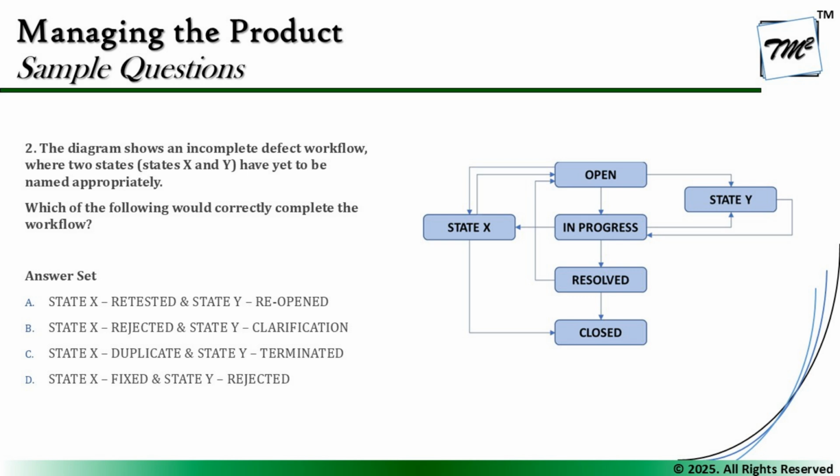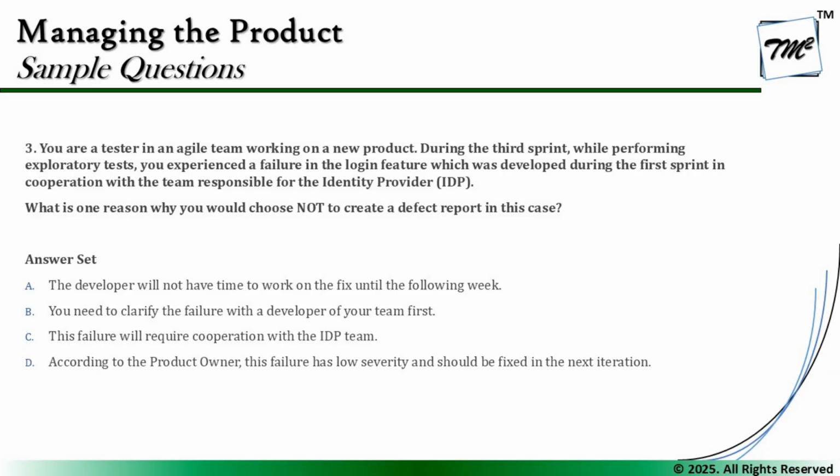So put together, I think that pretty much makes sense and concludes that the right answer to this particular question is B, that is X is rejected and Y is clarification. And that's how sometimes, given that you have a good knowledge of the entire life cycle, you can make your conclusions very quick and fast. Let's move on to the next one.